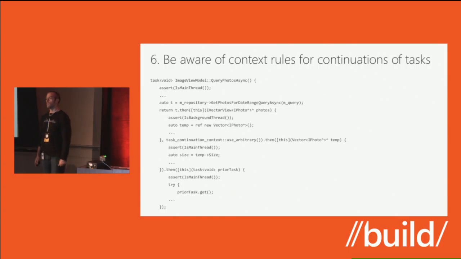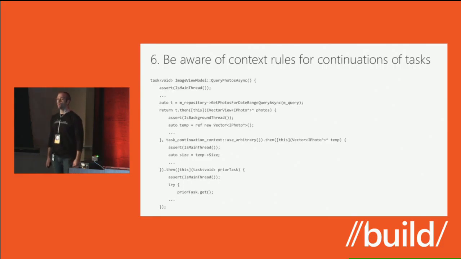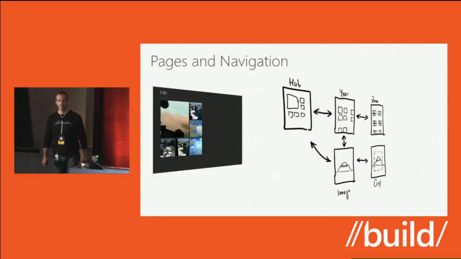And we use those assert statements everywhere because this one killed us. When we ran things on the main thread, the app became very slow, and we couldn't figure out why. Well, that's because we didn't understand the context rules. Once we understood the context rules, we could assert all the things that we knew were true, and then the app ran much, much faster.